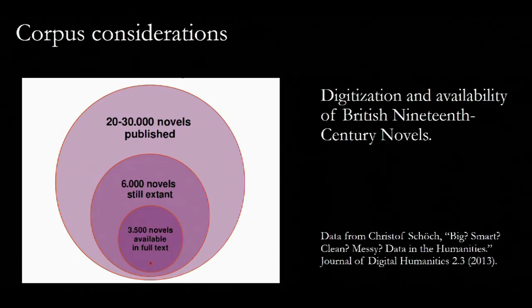And of the 6,000 that we know survived, only 3,500 really are available in full text, meaning that they're available for us to do computational work with them. And so this is a substantial reduction in the total number of documents that are available to us. And if we were to do a project on 19th century British novels, we would have to think about that, and we would have to consider what's missing from the corpus and the politics of what was preserved and what was lost.